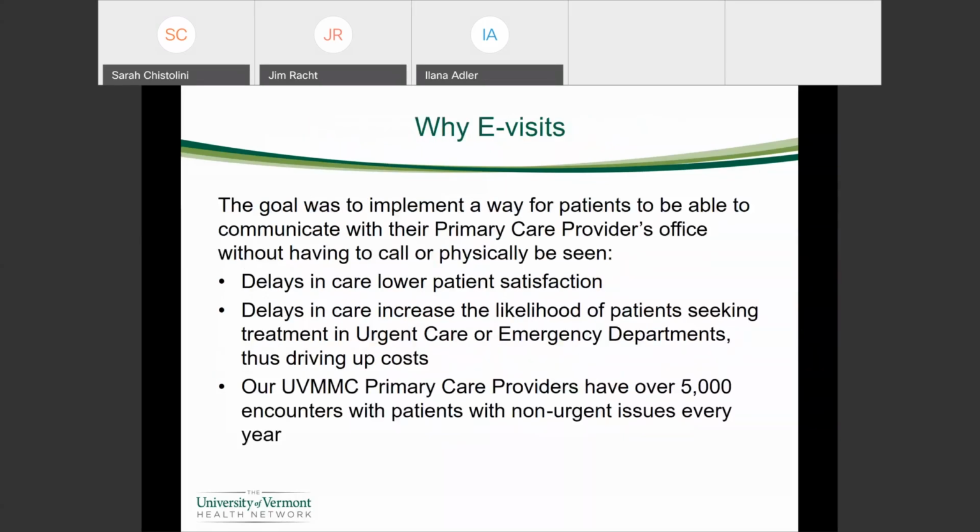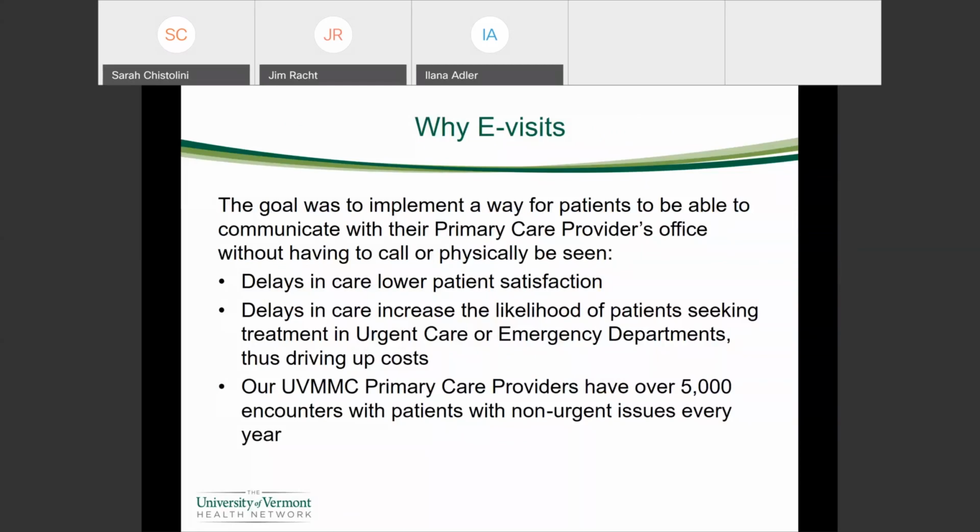So why e-visits? We really wanted to help with communication between patients and their providers. We want to help patient satisfaction, and we want to decrease those non-necessary urgent care visits or emergency room visits.